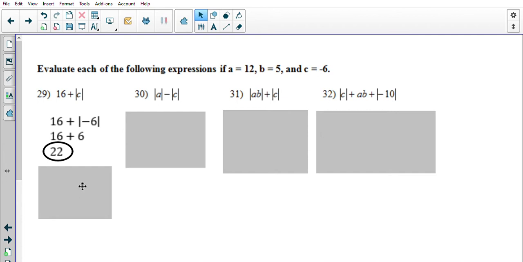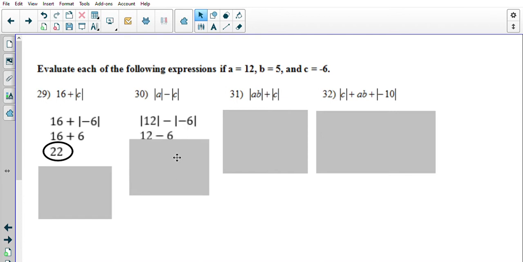In number 30, we have the absolute value of A minus the absolute value of C. So this is going to be the absolute value of 12 minus the absolute value of negative 6. The absolute value of 12 is 12. The absolute value of negative 6 is 6. We subtract these, and we're going to get 6 for our solution.